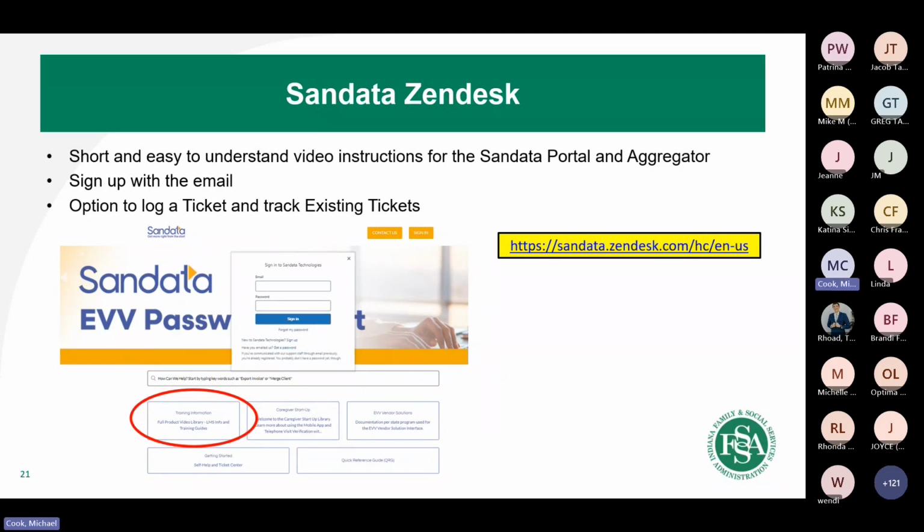One source we like to encourage providers to check out is our SAN data Zendesk. This website provides short and easy to understand video instructions for both the SAN data portal as well as the SAN data aggregator. You can sign up with email, and you also have the option to log a ticket and track existing tickets. So if you happen to have any customer issues that need to go directly to SAN data, you're able to log into Zendesk and track those tickets. Gainwell Technologies can also help you out with that, and we'll talk about how you reach out and work through the tier system in just a couple of minutes.